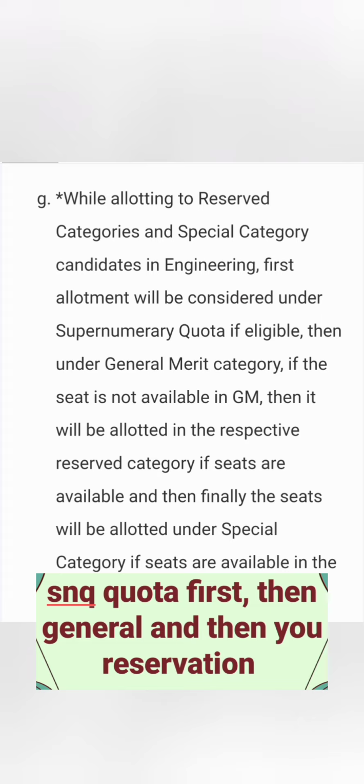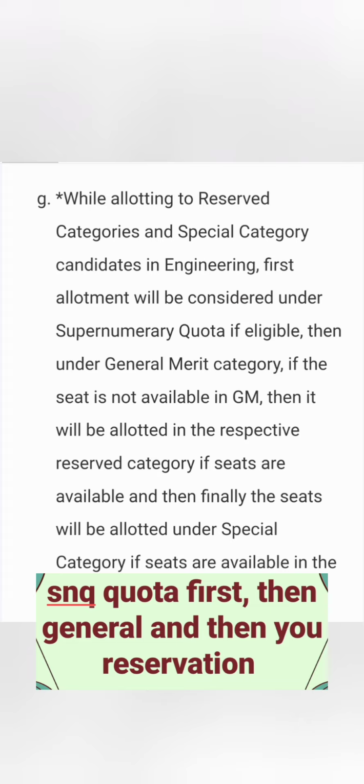So for any of these reserve categories or special reserve categories which I have discussed, always the seat will follow this process: first it will be checking with your SNQ quota. That is, if your income is less than 6 lakhs, you will get the SNQ quota directly. And this is applicable for general students also. So general students whose father's salary is less than 6 lakh can get the lesser fees SNQ quota seats.